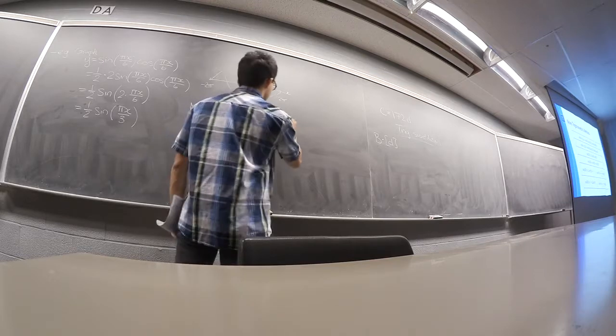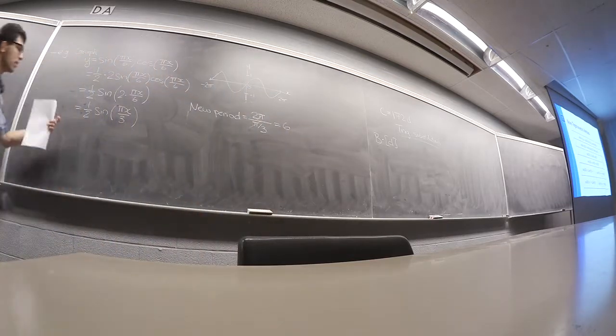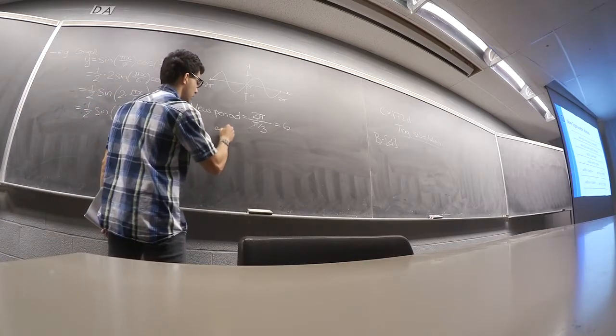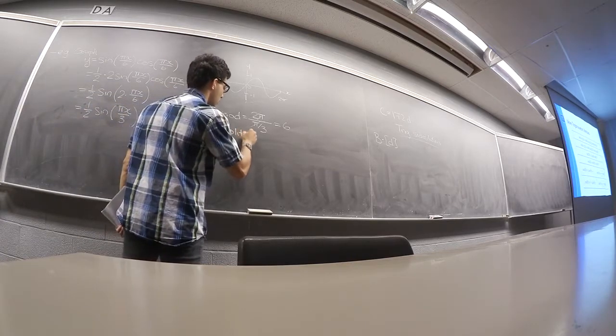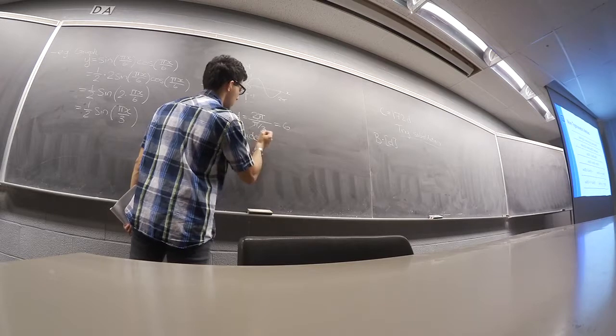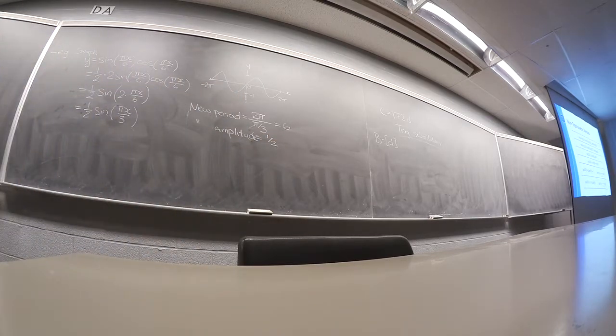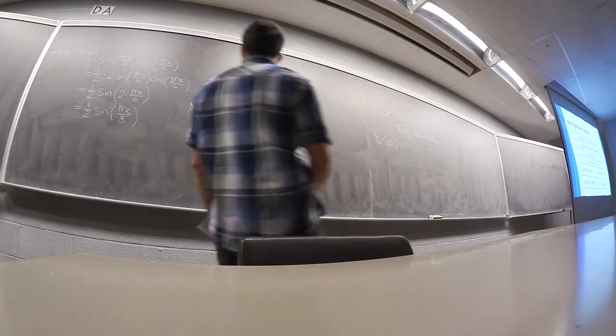The pi's cancel, and we're left with 6. And like I said, the new amplitude, instead of 1, becomes 1/2. And there's no shifts, there's no flips, or anything like that. All right, easy peasy.